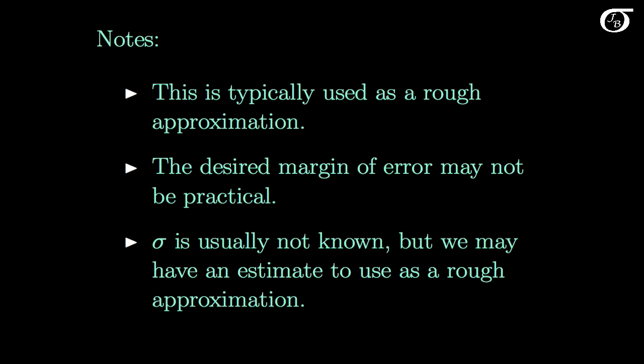And note that the population standard deviation sigma is usually not known, but we may have an estimate of it to use as a rough approximation in the formula. We may have done some previous studies and found out that the standard deviation is close to 50, and so then we might use 50 in the formula. We know that that's not exactly the case, but it gives us a rough approximation of the sample size that is required.